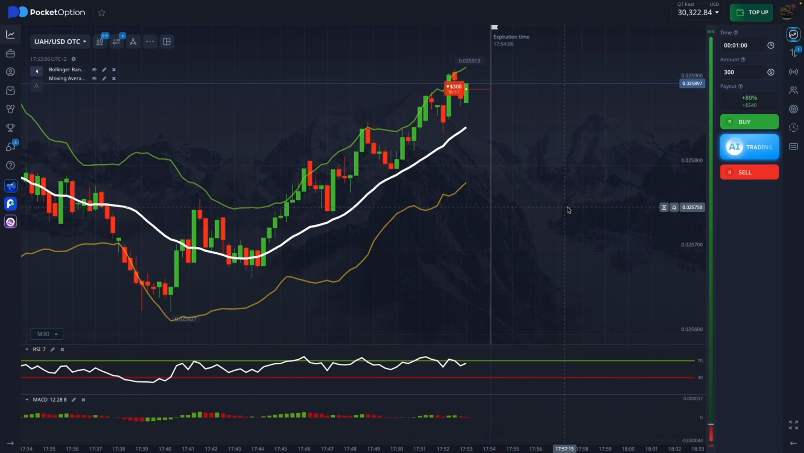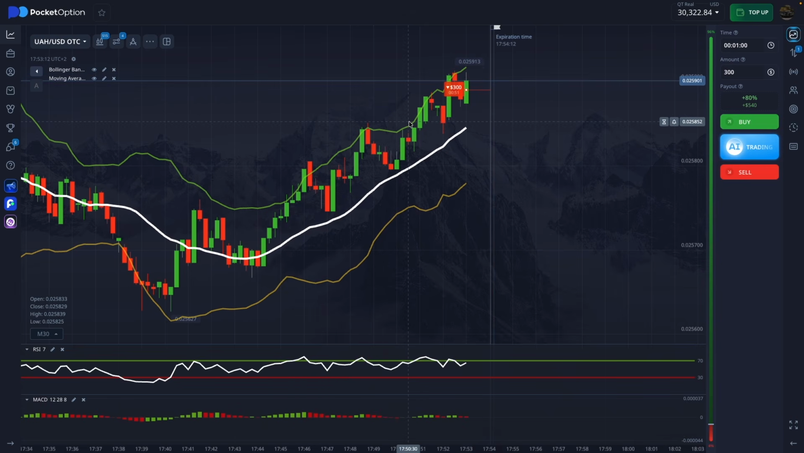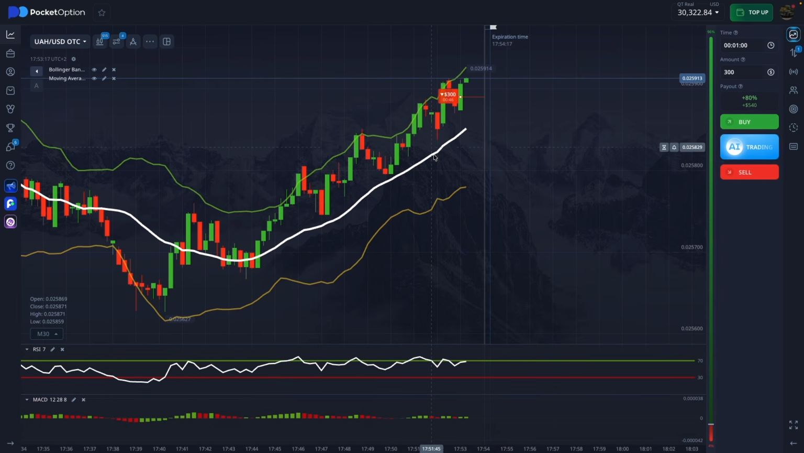Alright, I found a good moment to enter a down trade. So, what do I see on the chart? The price was at the upper border of the Bollinger Bands for a long time, meaning it was actively rising. And what did I see? The price began its movement towards the moving average.